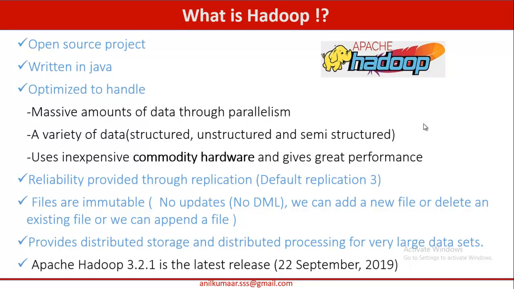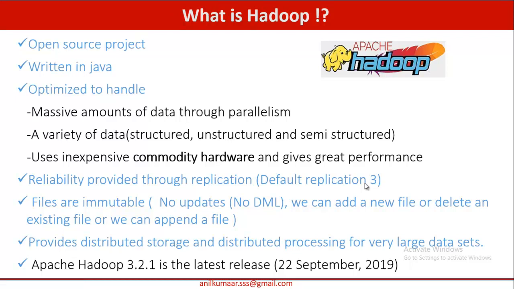And coming to reliability, the reliability is provided through replication. Why? First of all, we have some issues with reliability. Once you use commodity hardware, we cannot guarantee data existence. I mean to say, there is a chance of losing data here. That's the reason reliability is provided with the help of replication. By default, the replication factor is 3. So what do you mean by that really?